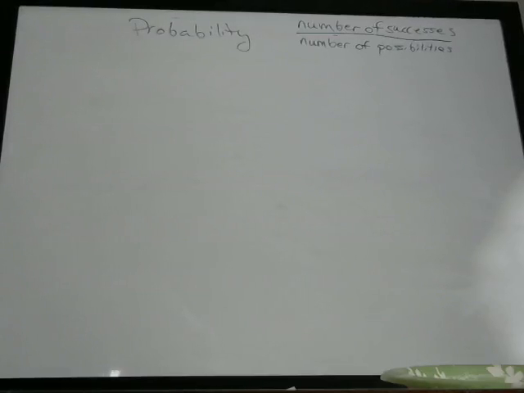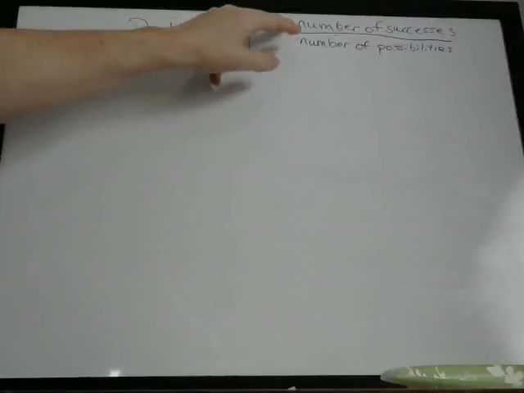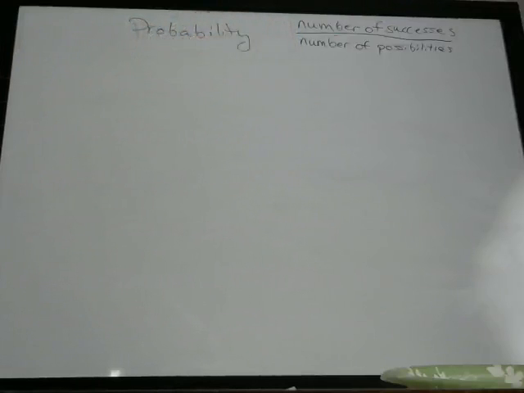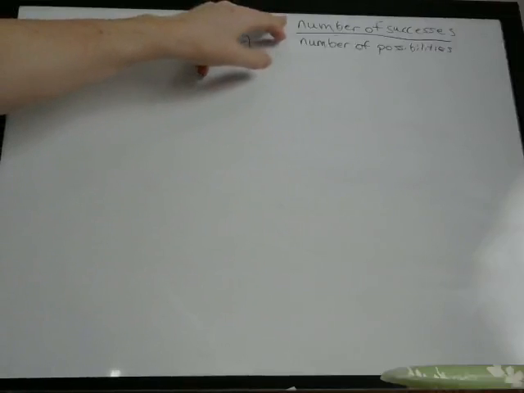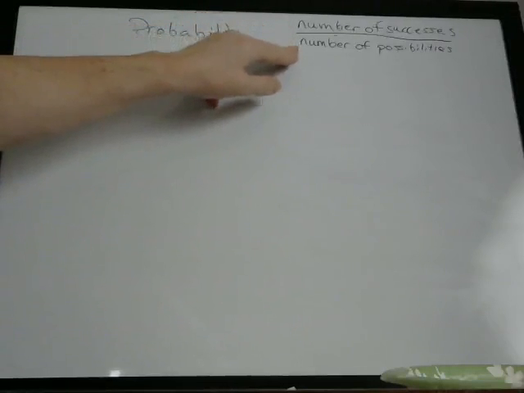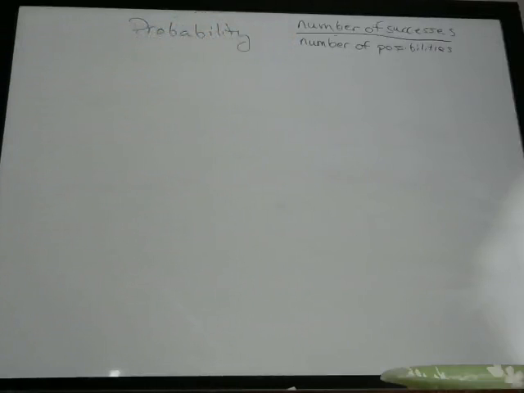Here we're going to talk about probability, and probability is really just what's the chance of something happening. So the way that we write this formally is as a fraction. It's the number of successes over the number of possibilities. So the number of successes, what do we want to happen, also can be explained as a favorable outcome. So how many favorable outcomes can occur over the number of possibilities? What are all the possibilities that can occur? And we add all of those up.